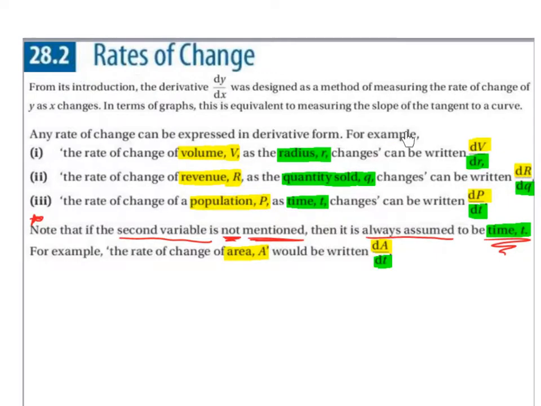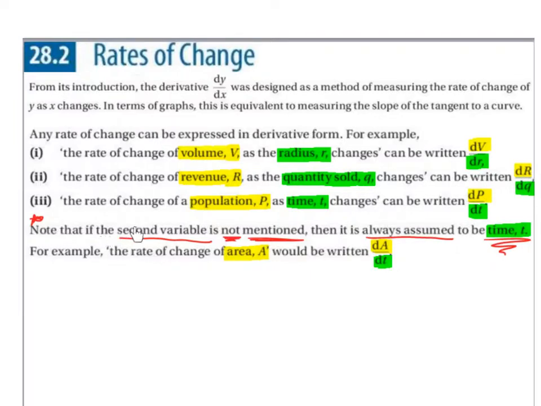For example, the rate of change of volume V as the radius r changes can be written as dV dr. The rate of change of revenue R as the quantity sold q changes can be written dR dq. The rate of change of population P as time t changes can be written dP dt.